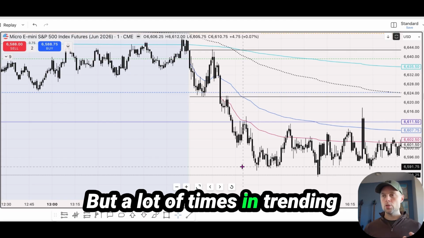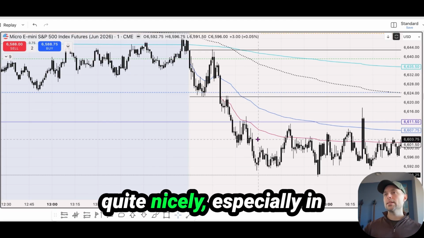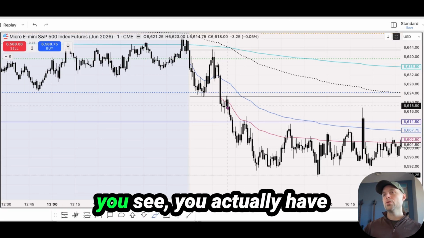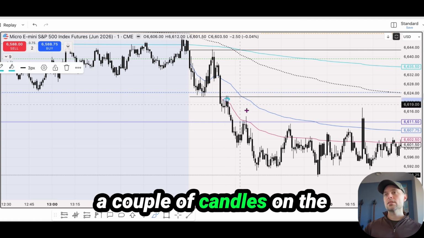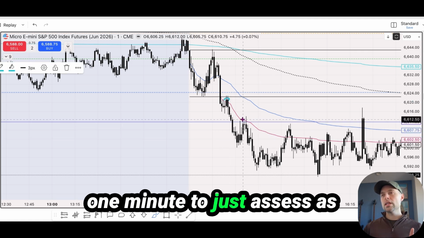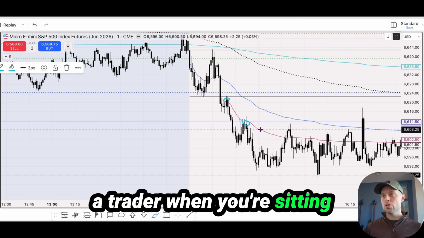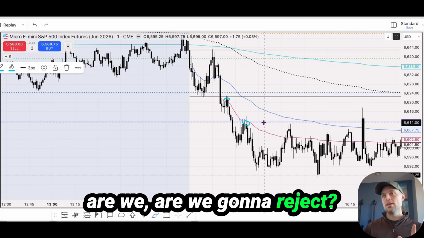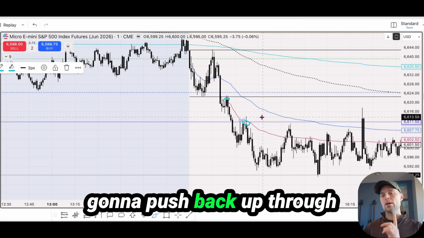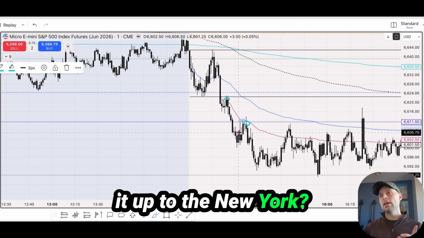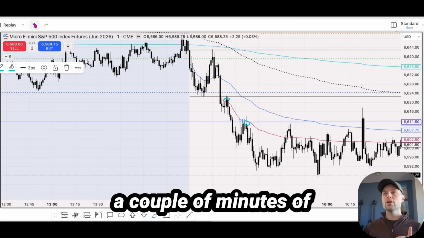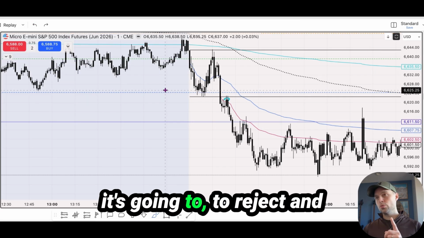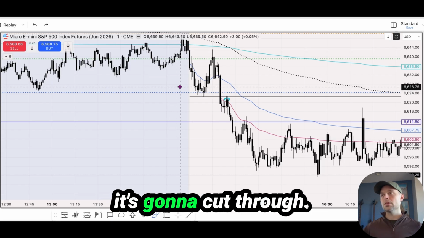But a lot of times in trending moves, it can actually work quite nicely, especially in these cases, like on the 1 minute time frame, where you actually have a couple of candles on the 1 minute to just assess as a trader when you're sitting there watching it play out in real time, are we going to reject the handoff here, or are we going to push back up through it up to the New York? And as you can see in this case, you actually have a couple of minutes of chance to assess whether it's going to reject and dump further, or whether it's going to cut through.